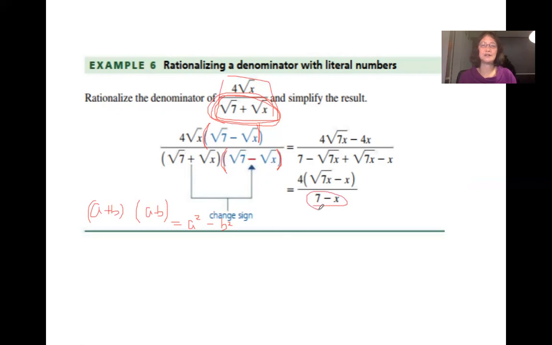That is the denominator. And for the numerator, we just multiply 4 square root of x, okay, with square root of 7, you get this one. And then 4 square root of x multiplied by the next item inside the bracket. And you get negative 4, actually square root of x times square root of x. It is x. Okay. Then we take away 4 and we have square root of 7x minus x. This is the final expression.